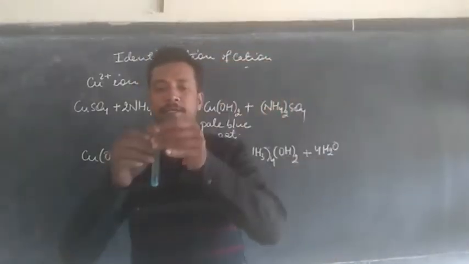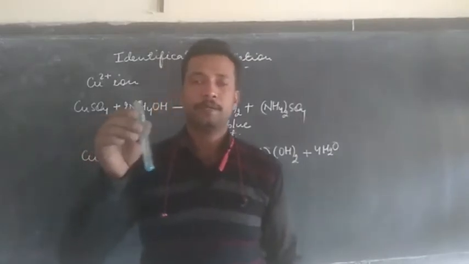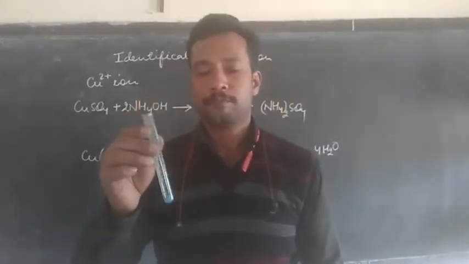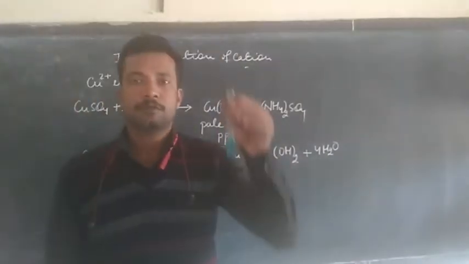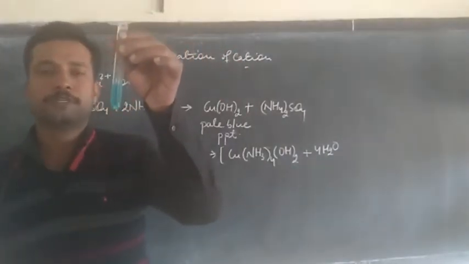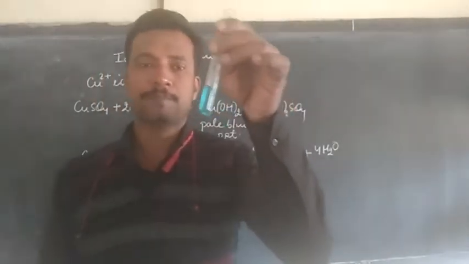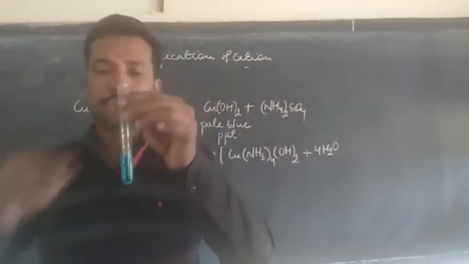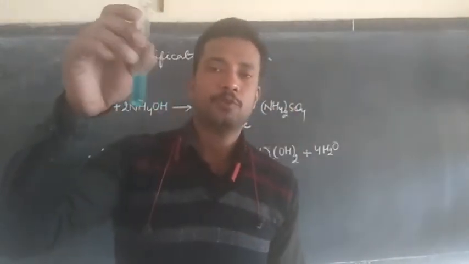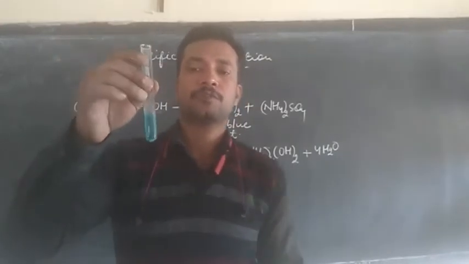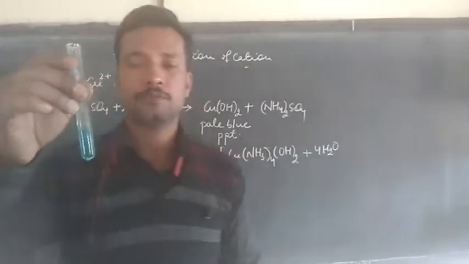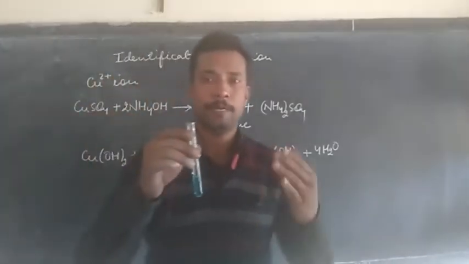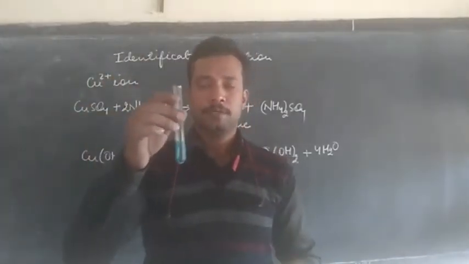Now I will be adding water to prepare a salt solution of copper sulfate. So here I have prepared copper sulfate solution. It has been mixed well with water. Now what I am going to do is add ammonia solution to this. A few drops of ammonia solution to this salt will form a pale blue precipitate. Let us see how.